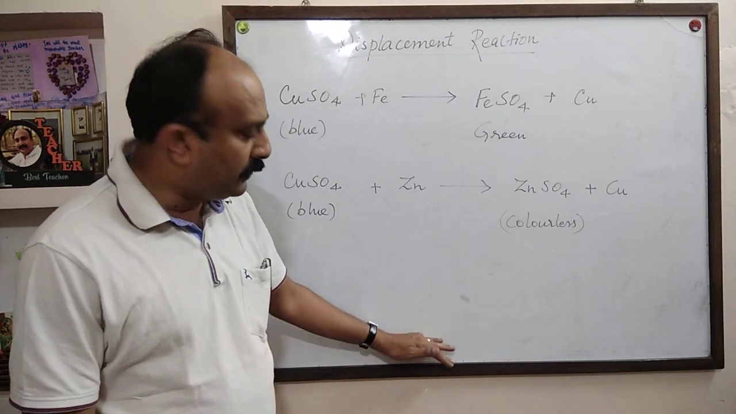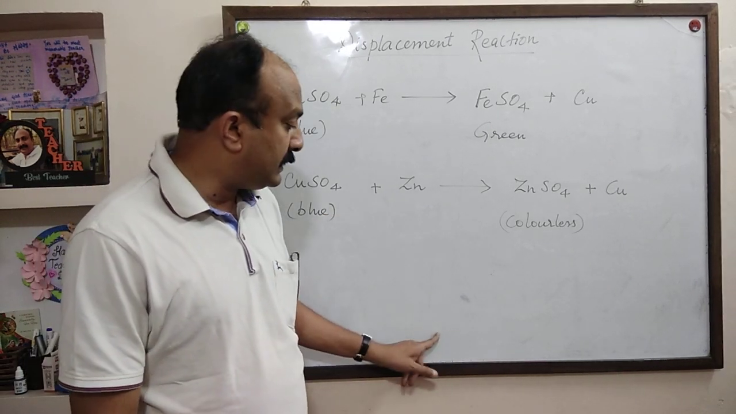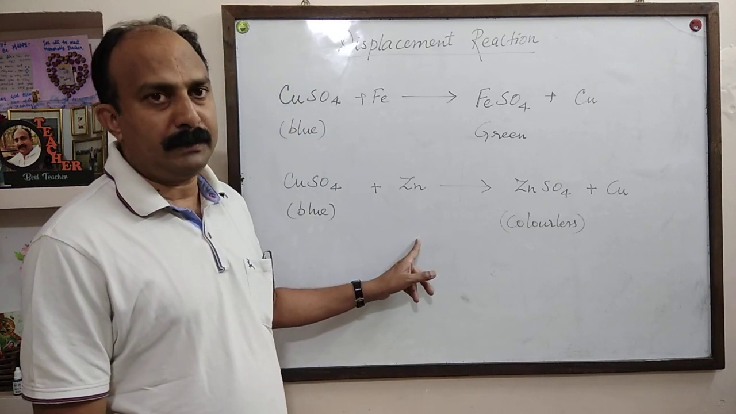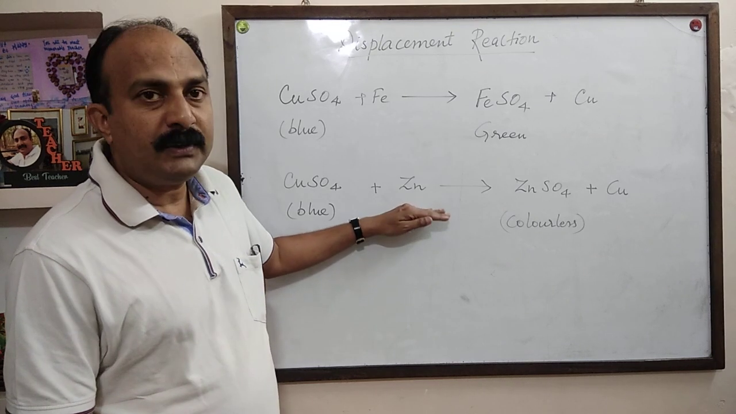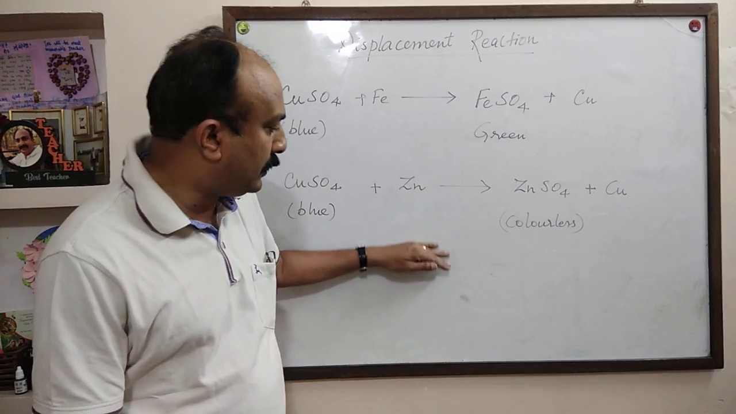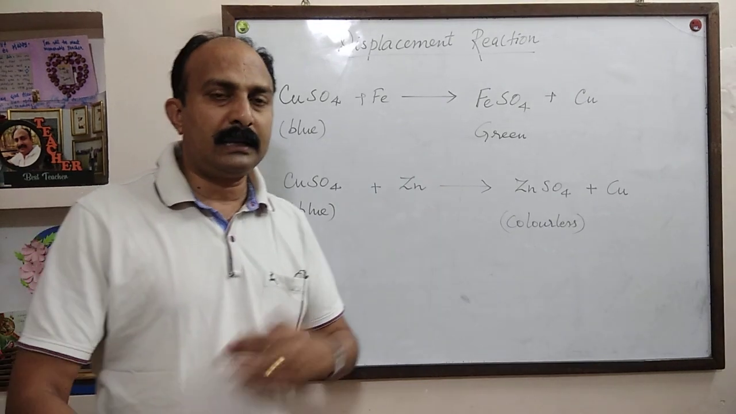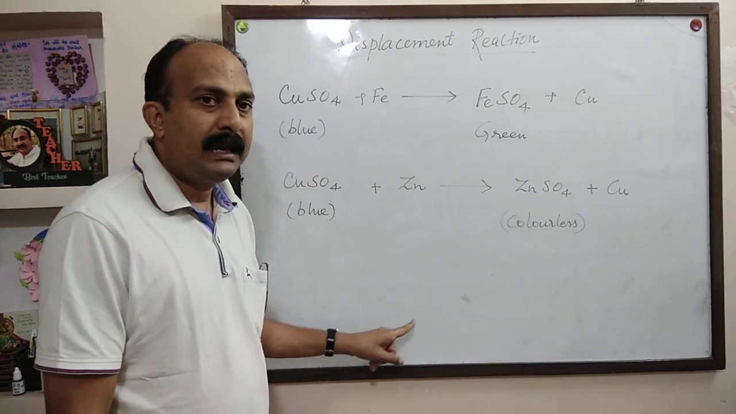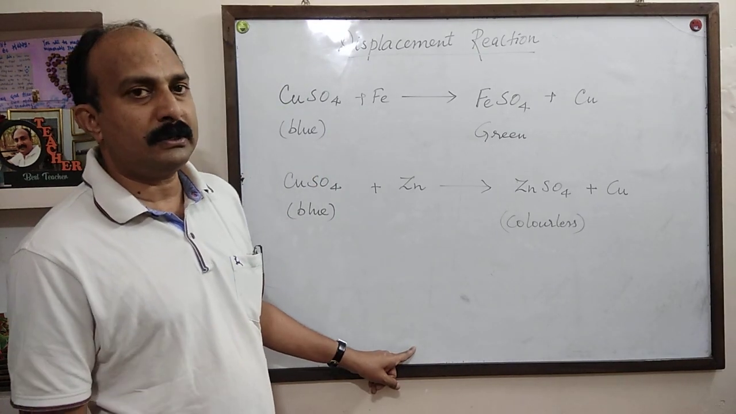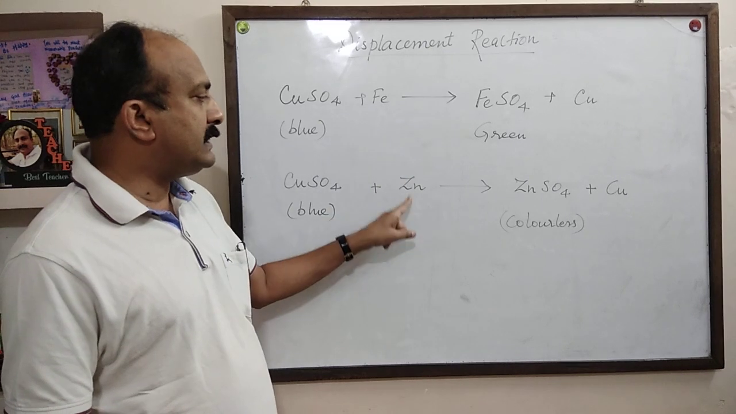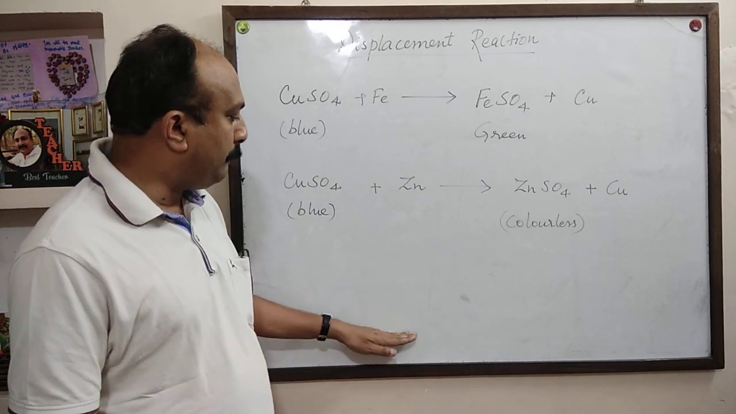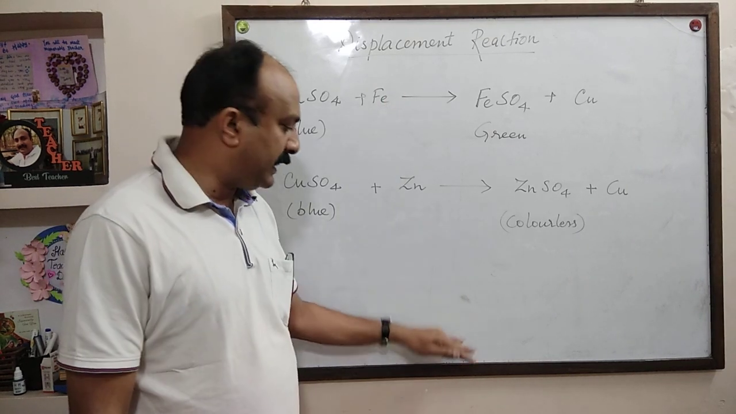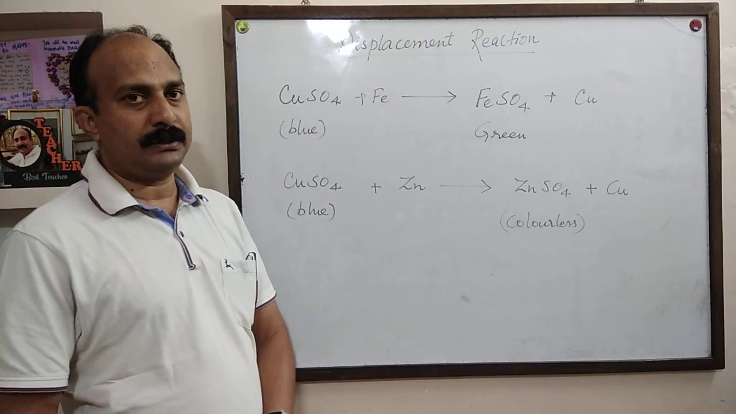If you know the position of metals in the activity series, then only you know which metal can displace the other metal. The metals which are on the top of the activity series are more reactive, and if you go down, the reactivity decreases. So a more reactive metal can displace a less reactive metal from its salt solution. That means iron and zinc are placed above copper in the activity series. That's why iron and zinc can displace copper from copper sulfate solution.